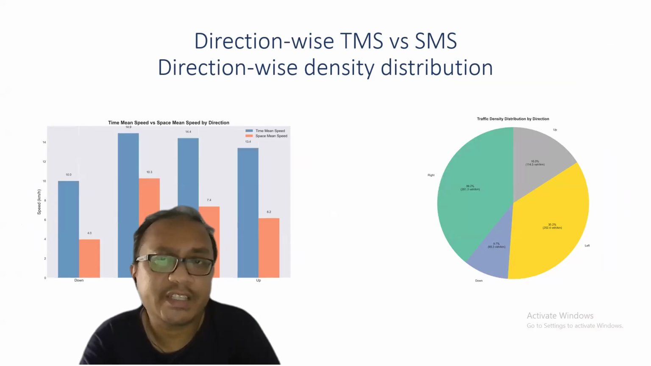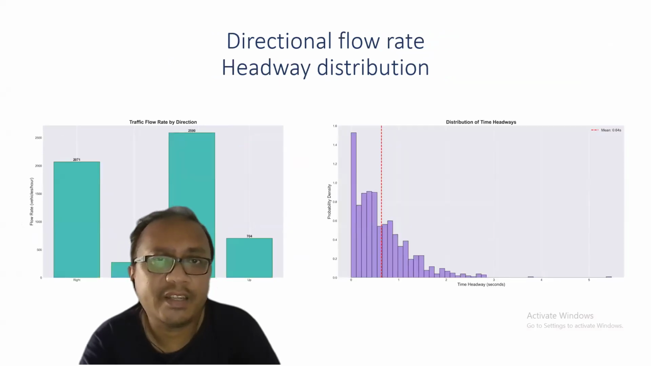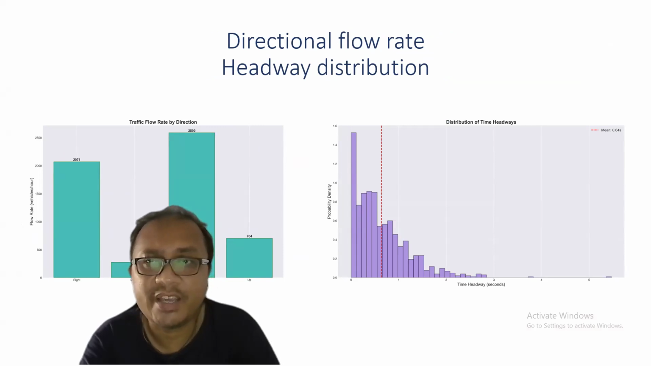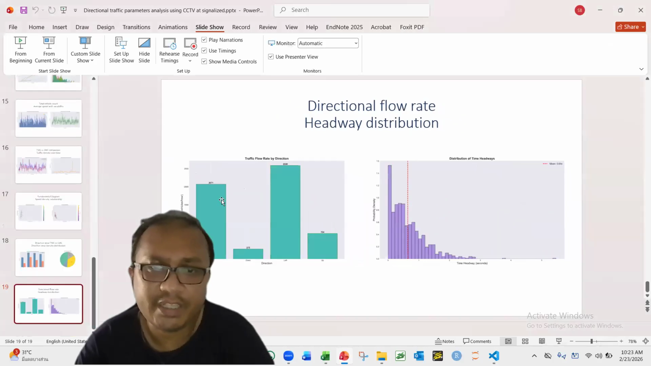And we can see the directional time mean speed and space mean speed. On the right side, we can see the directional density distribution for the 4 directions. Next, the directional flow rate, we can see the flow rate versus the different directions, and the headway distribution. And that's all about my presentation.